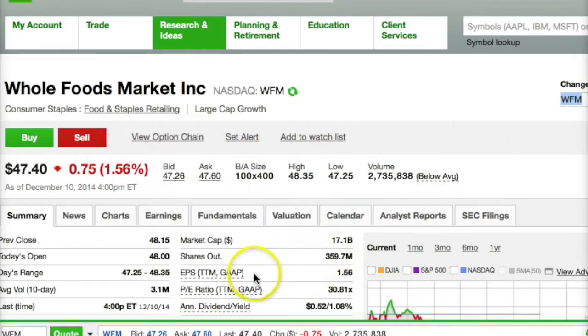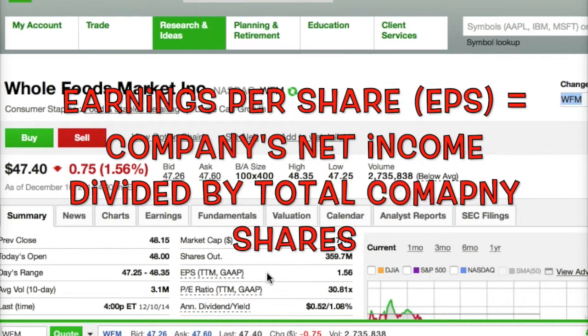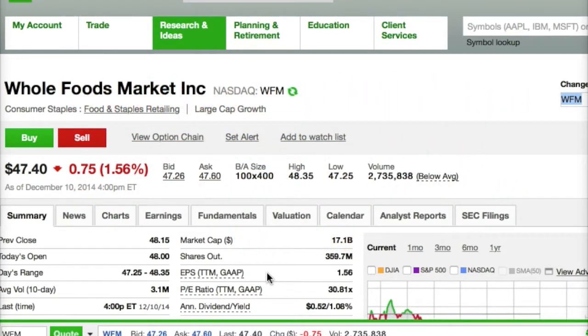And then we can see the earnings per share, which derives from their net income divided by the number of shares they have. Whatever the company made after taxes and operating costs, divided by the number of shares, comes out to be their earnings, and they earn $1.56 per share.